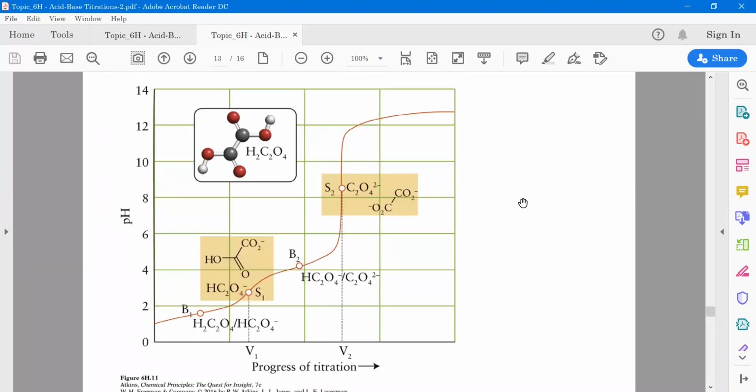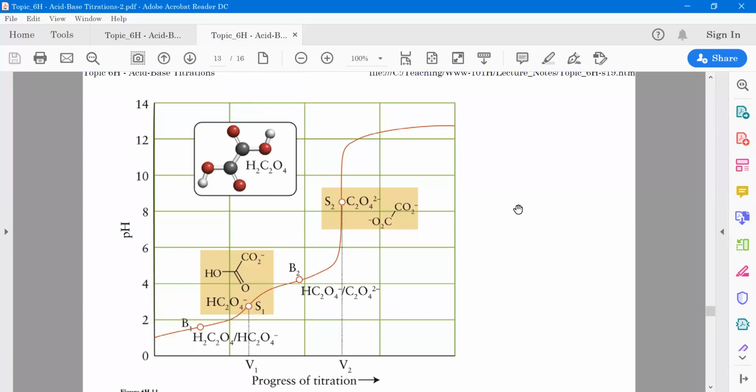All right, oxalic acid titration looks like this. Now, just as we would expect a monoprotic acid to have one equivalence point, a dicarboxylic acid we would predict should have 2 equivalence points, and it does. In this case, it doesn't give actual volumes of added base. It's just called the progress of the titration. And this over here shows the pH at various points.